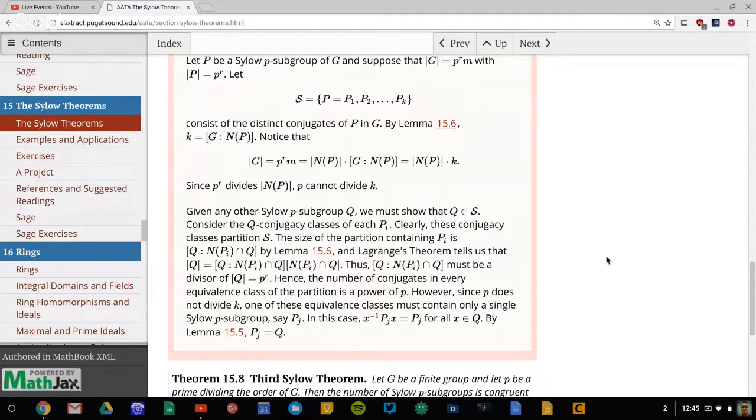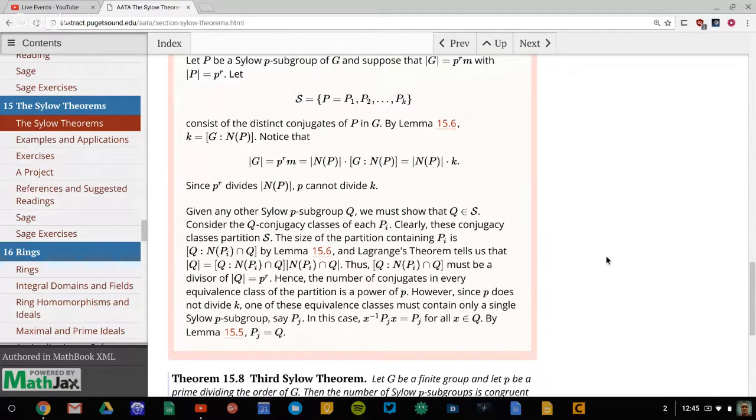Yeah, consider these conjugacy classes. These conjugacy classes partition the set X, partition the set S, and the size of each one is given to us by Lemma 15.6, okay? Because that said the number of conjugates of a certain subgroup is given by this indexing: the normalizer of that subgroup intersected with the group doing the action, and the index of that subgroup inside the group Q itself.